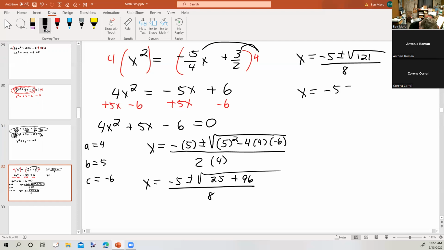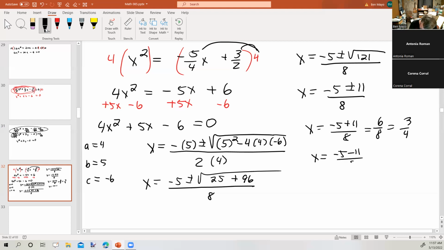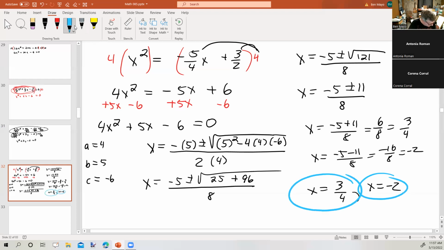X equals -5 plus or minus the square root of 121, which is 11, so that all over 8. So I've got x is -5 plus 11 over 8, which is 6 over 8 or 3/4. X equals -5 minus 11 over 8, which is -16 over 8 or -2. So x is 3/4 and x is -2 would be the two solutions.